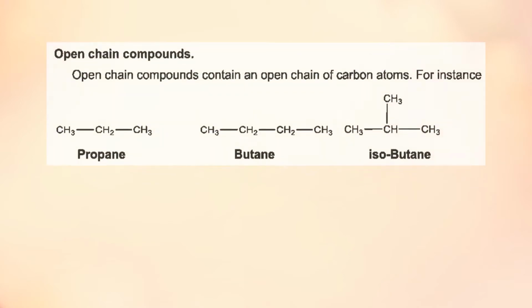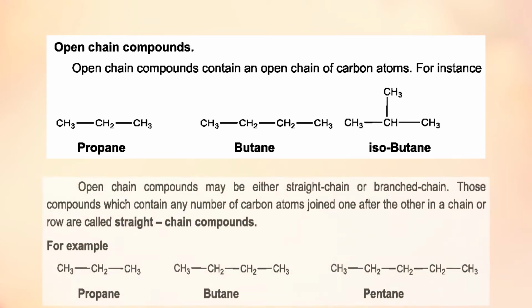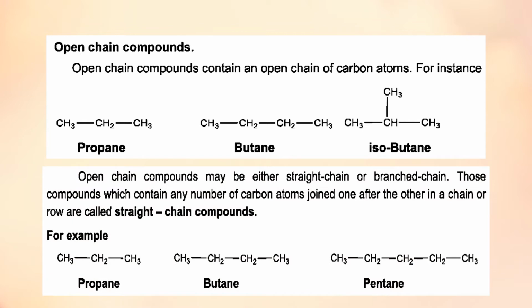Now one by one we will learn about this. First one are the open chain compounds or acyclic compounds. These acyclic compounds contain an open chain of carbon atoms. Carbon atoms can grow on both sides of the chain, just like you can see the example of propane, butane or isobutane. From both ends the carbon atoms can grow, meaning the chain can grow further. So ends are open on both sides of these compounds.